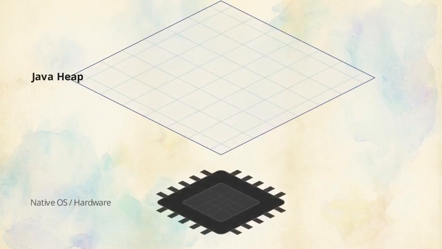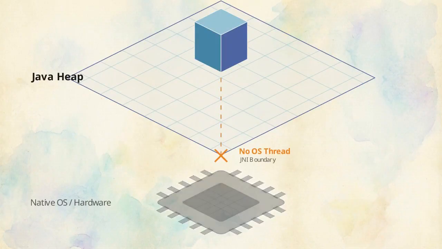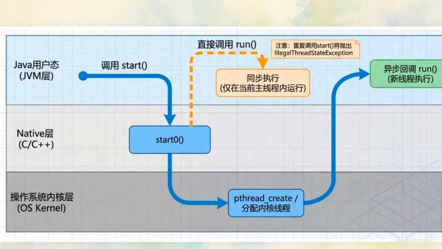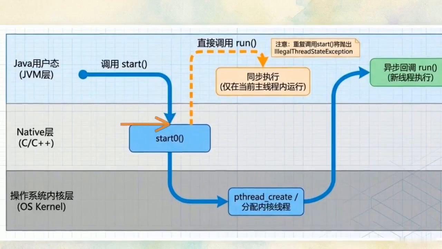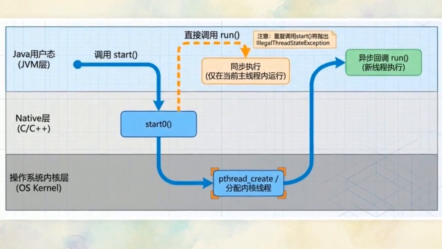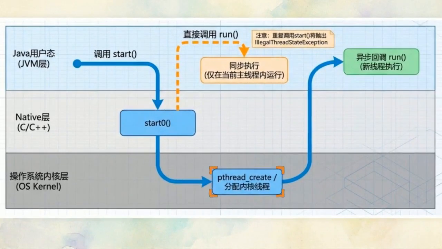Moving up to the Java virtual machine, invoking the new Thread constructor only allocates memory for a standard Java object. It does not create an actual executing thread. This diagram maps Java to the native OS. Calling run directly loops back synchronously, blocking the main thread. Invoking start crosses the native interface boundary, triggering the start0 C++ method. This native method reaches the OS kernel, allocating a physical POSIX thread.